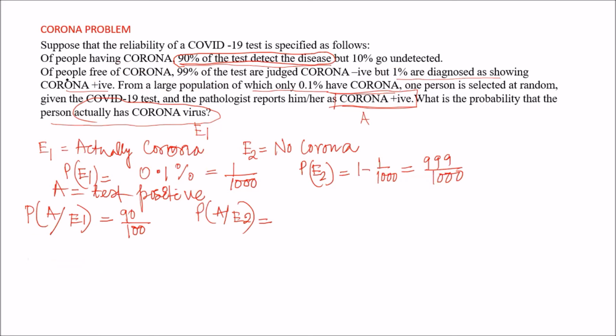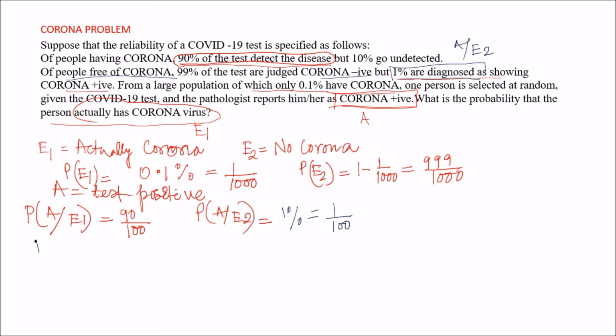See, people free from corona, that means they don't have corona. So that means out of E2, 99 are judged corona negative, but 1% is positive. So this is your A by E2. So the probability of A by E2 is equal to how much? 1%. 1% means how much? Here 0.01, yeah, 1 by 100.